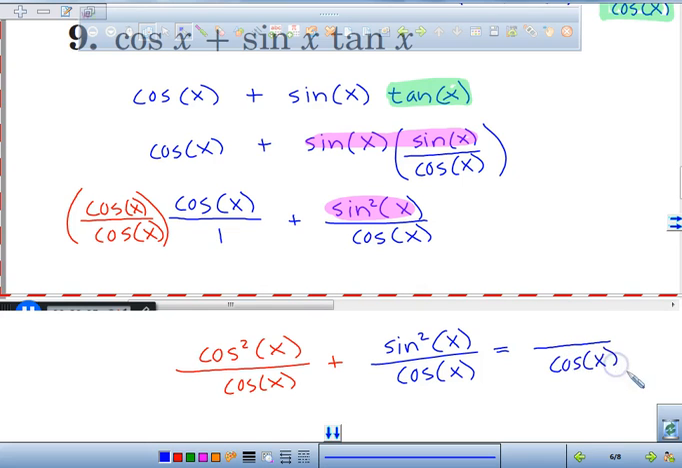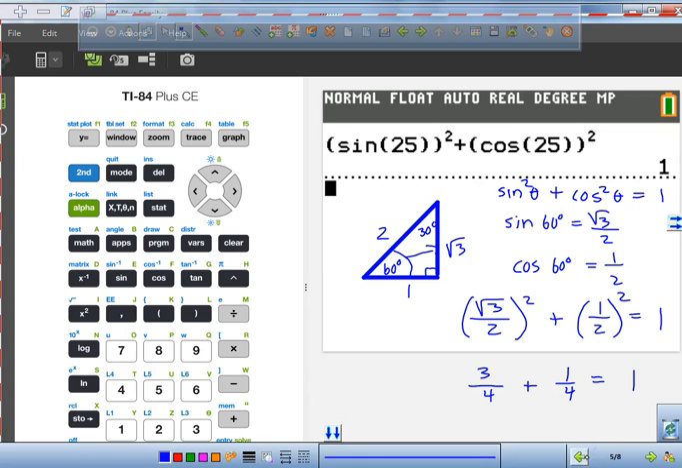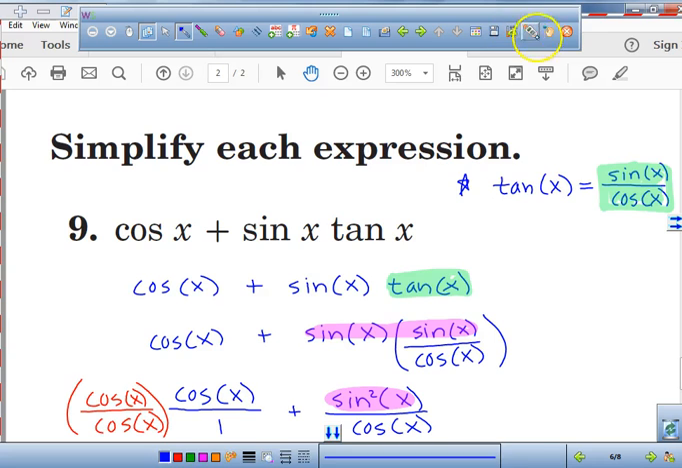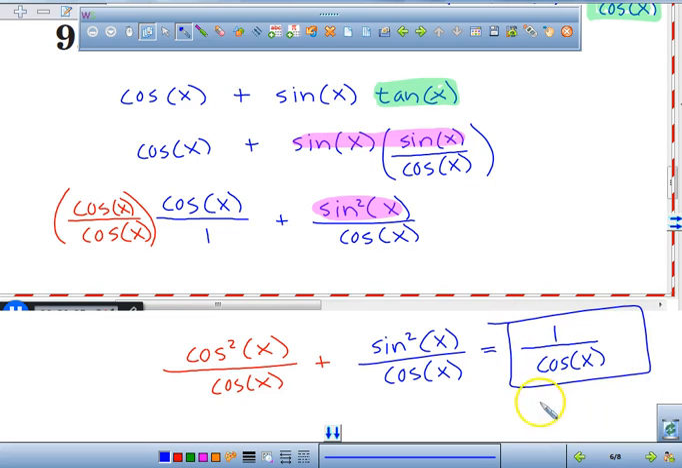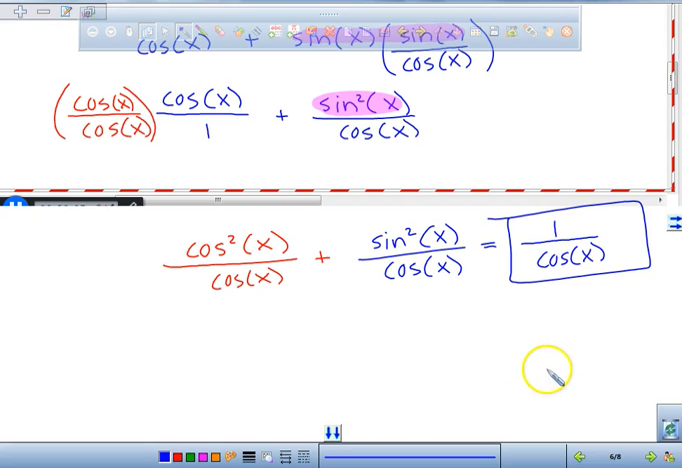Now, if we only knew what the cosine squared of x plus the sine squared of x would always equal, that sure would be helpful. Does anybody know what the cosine squared of x plus the sine squared of x will always equal? 1. So you're going to put a 1 right there. Your answer is 1 over the cosine of x.